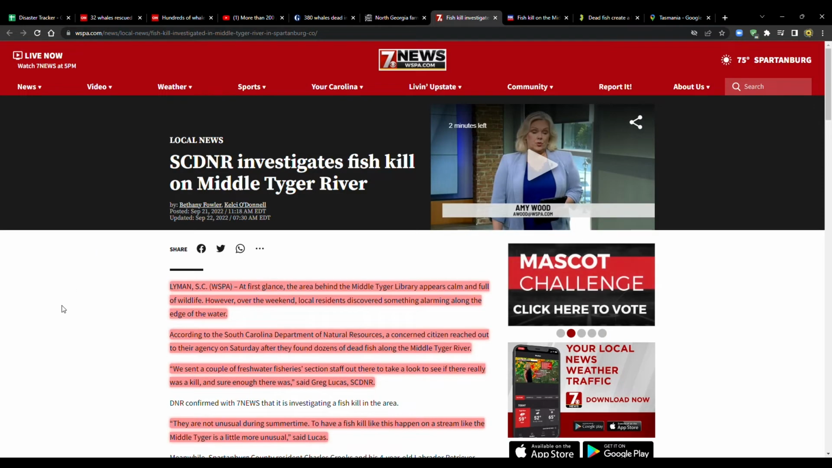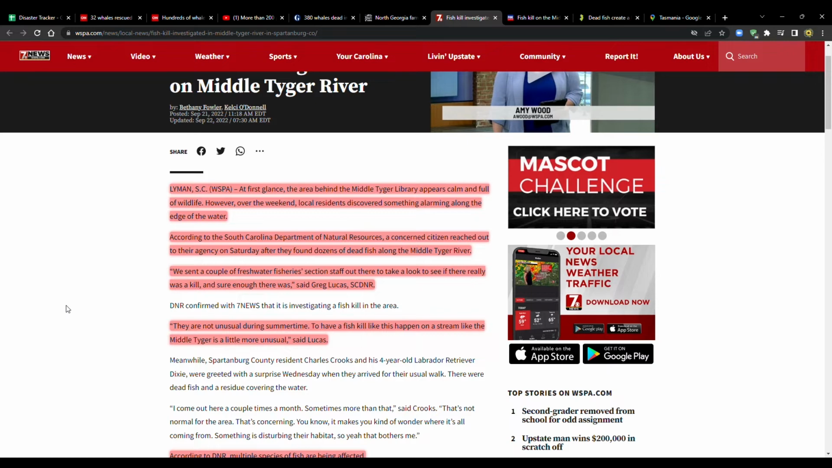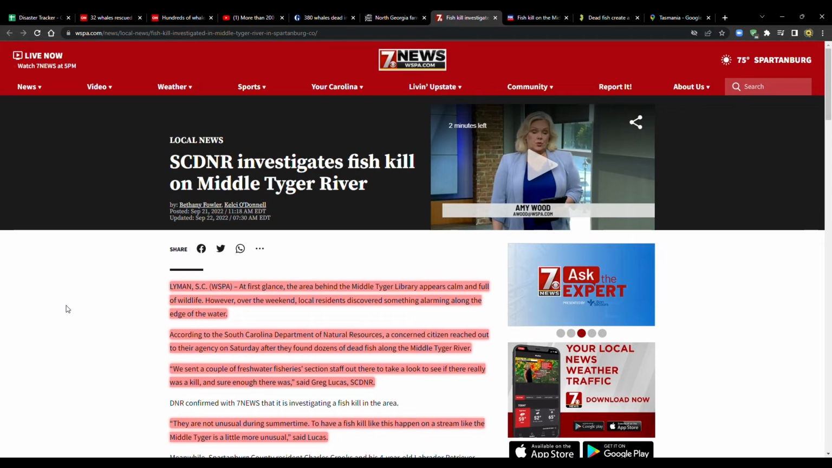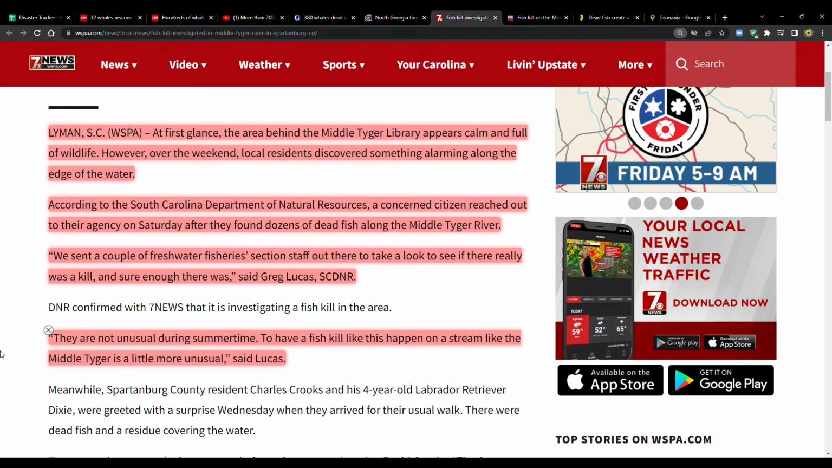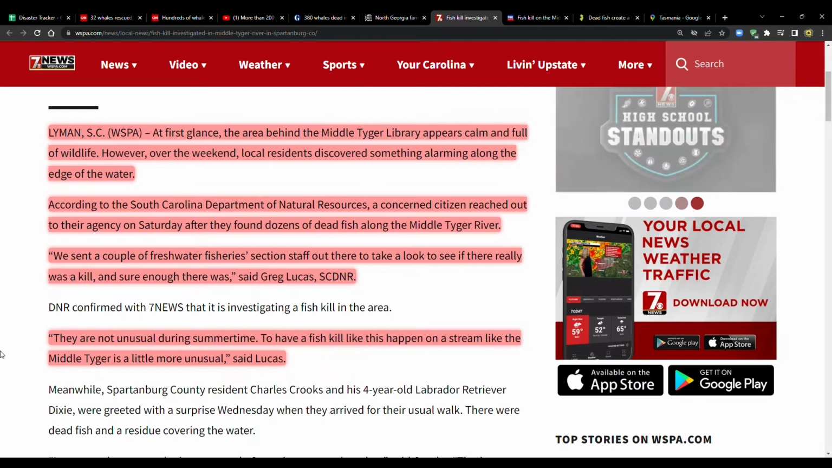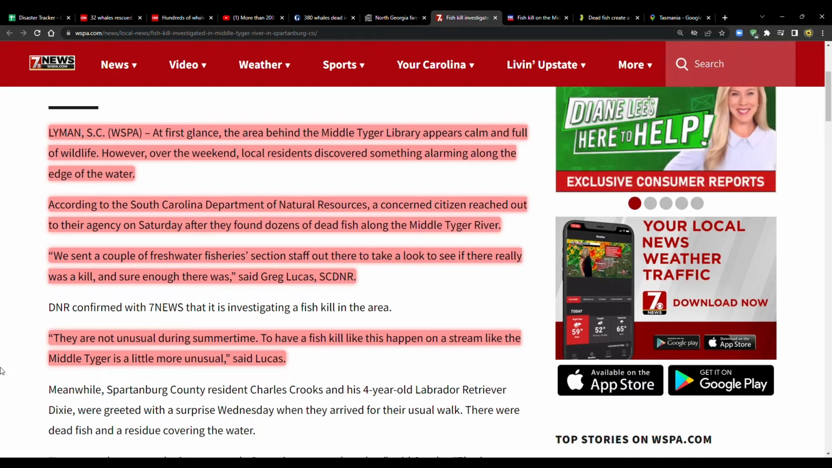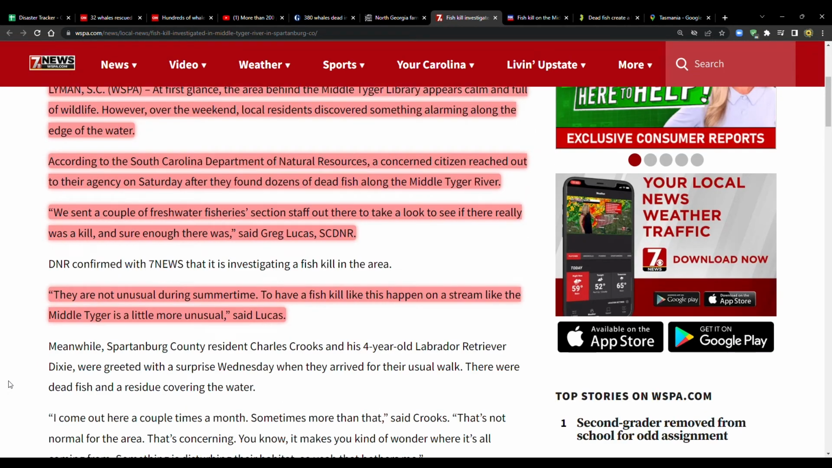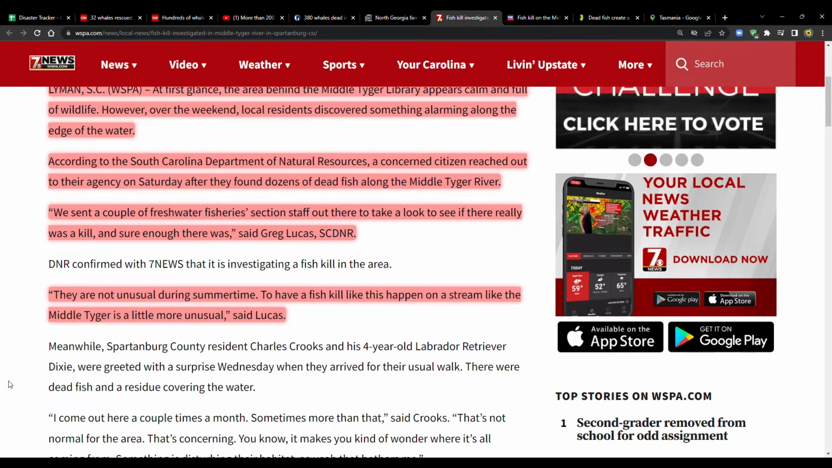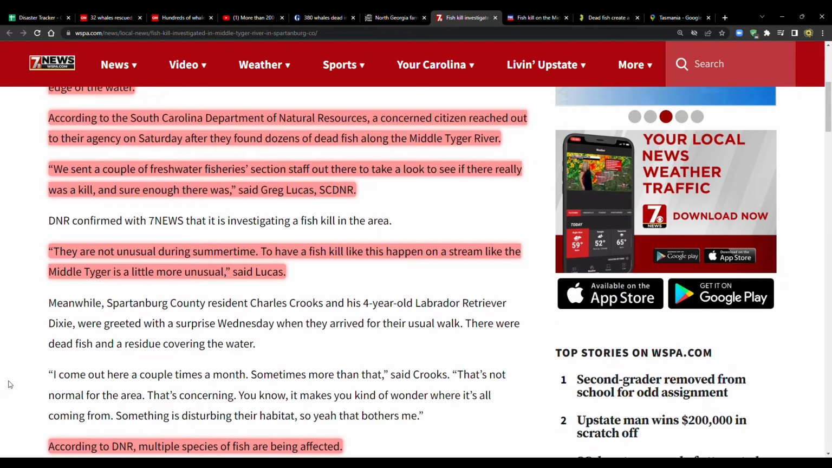Okay, moving on. Now we are in Lyman, South Carolina. SCDNR investigates fish kill on Middle Tyger River. At first glance, the area behind Middle Tyger Library appears calm and full of wildlife. However, over the weekend, local residents discovered something alarming along the edge of the water. According to the South Carolina Department of Natural Resources, a concerned citizen reached out to their agency on Saturday after they found dozens of dead fish along the Middle Tyger River. Quote, "We sent a couple of freshwater fisheries section staff out there to take a look to see if there really was a kill, and sure enough, there was," said George Lucas, SCDNR.